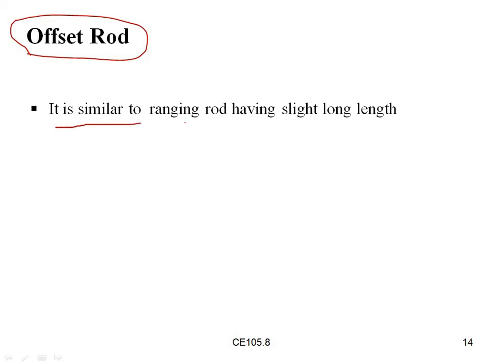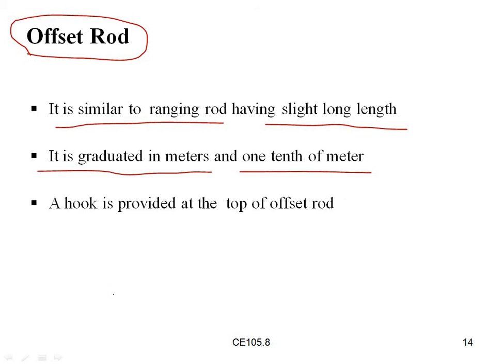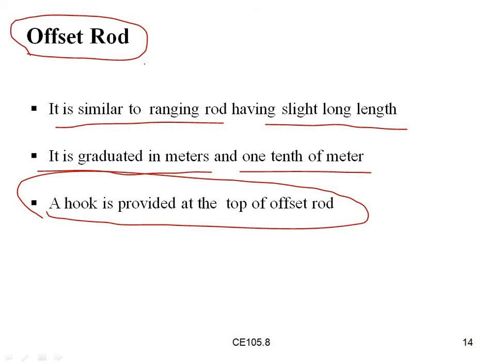Next one is the offset rod. This is another thing. Offsets are also very important. It is similar to a ranging rod, having a slightly longer length. The offset rod is graduated in meters and 1/10 of a meter. And a hook is provided at the top of the offset rod. Nowadays it is not in use.